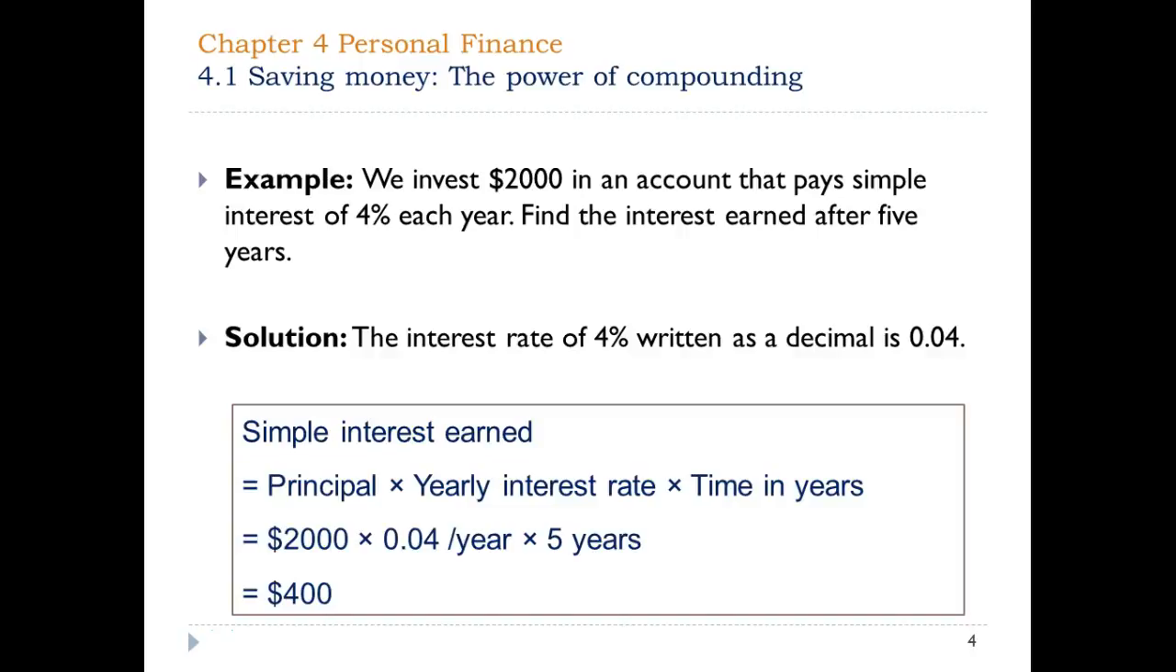Example, we invest $2,000 in an account that pays simple interest of 4% each year. Find the interest earned after 5 years. Solution. The interest rate of 4% written as a decimal is 4/100. Simple interest earned is equal to principal times yearly interest rate times time in years. That's 2,000 times 4/100 per year times 5 years, which is equal to $400.